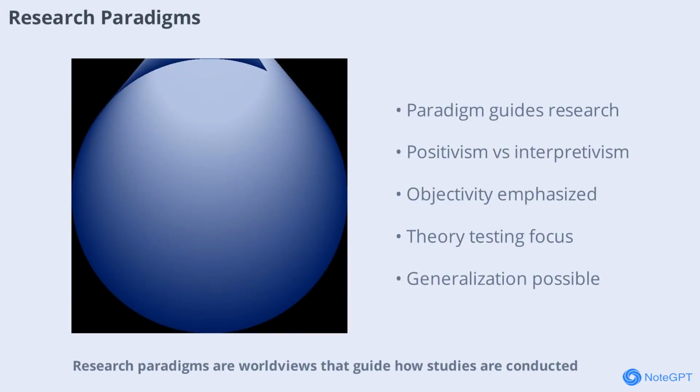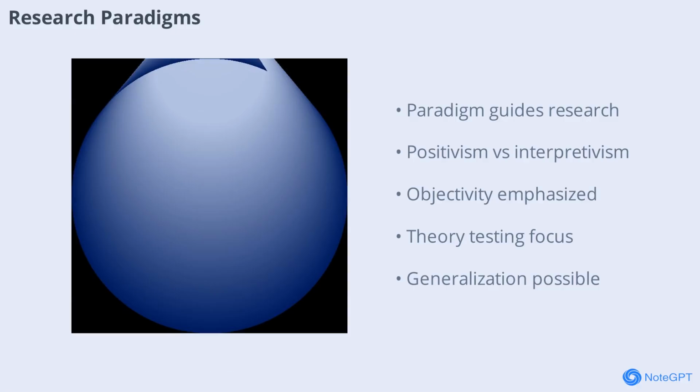Research paradigms are worldviews that guide how studies are conducted. The main paradigms include positivism, interpretivism, and pragmatism. Positivism stands out for its focus on objectivity, measurement, and scientific rigor. It is contrasted with interpretivism, which values subjective understanding, and pragmatism, which blends approaches based on practical outcomes. Understanding these paradigms helps researchers choose the right methods for their question. Positivism is ideal when the goal is to test theories and produce results that can be generalized to larger populations.